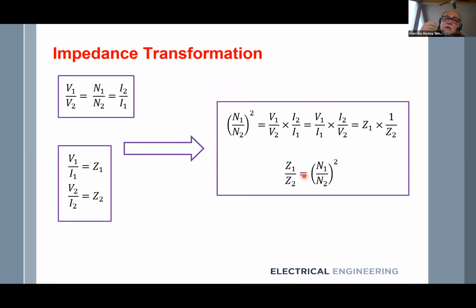Great. So this is another relationship that will help me when I have ideal transformers. The impedance on the primary has a relationship to the impedance on the secondary, directly proportional to the turns ratio squared. So we use this formulation together with the previous ones because they are all related to an ideal transformer.